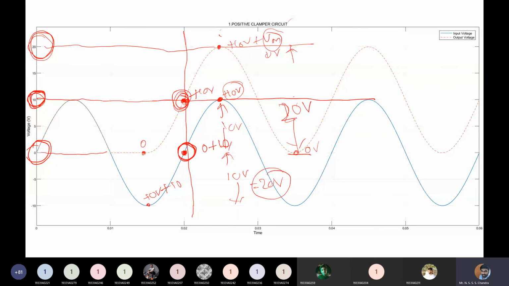Your wave shape will remain the same. The only thing that is going to change is your average DC value. Here you are going to raise the average DC value by 10 volts.